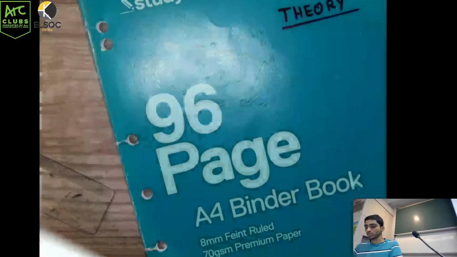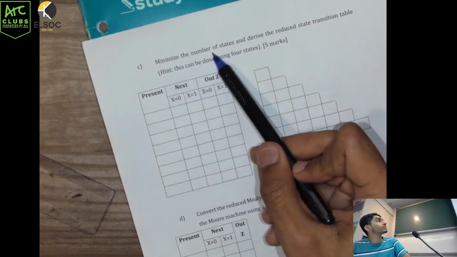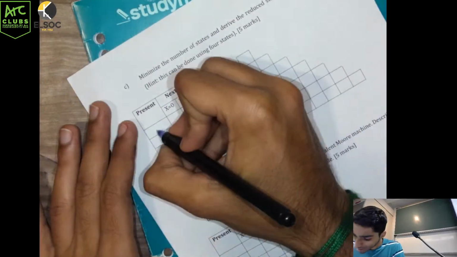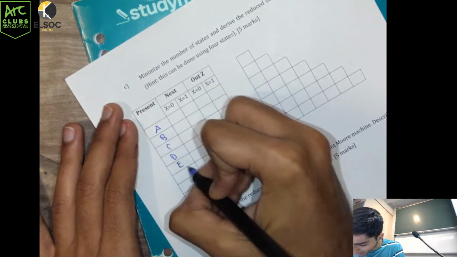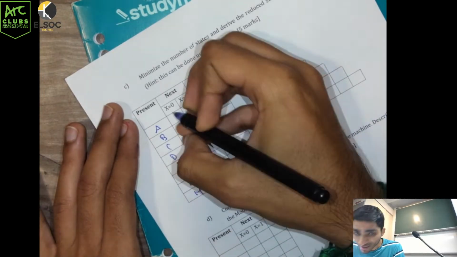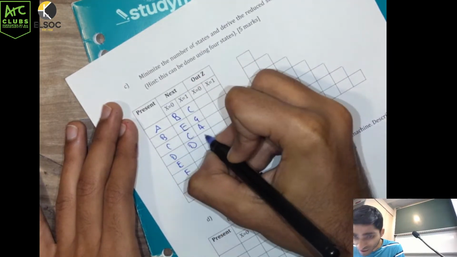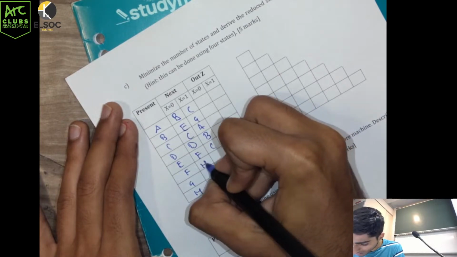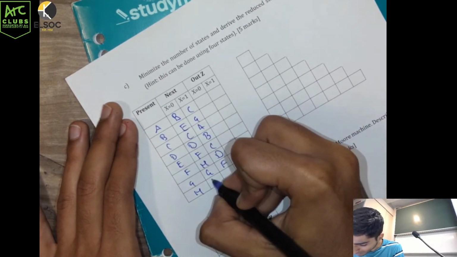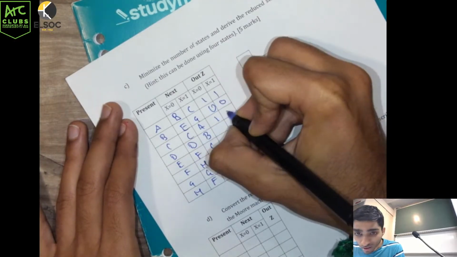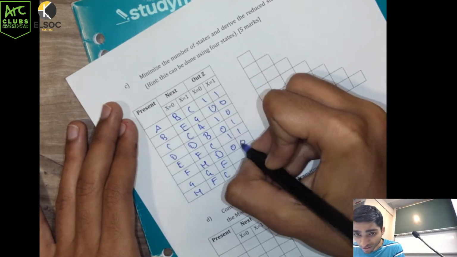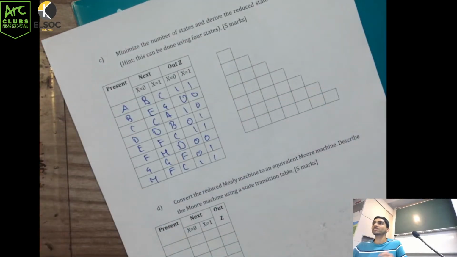We'll just get cracking. Our next question is minimize the number of states and derive the reduced state transition table. So I'm just going to have to quickly copy it back here. A, B, C, D, E, F, G, H. Next time, do not print on double-sided paper. E, G, C, A, D, B, F, C, H, D, G, F, F, C. 1100100111000111.